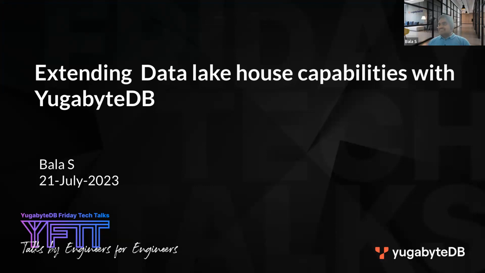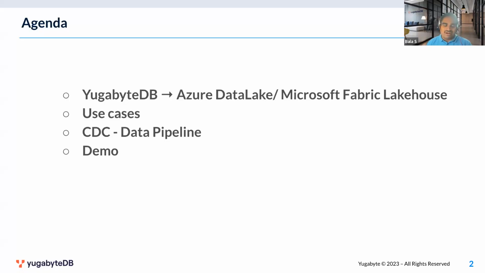As I said, the topic is going to cover more of the data lakehouse capabilities with YugabyteDB. As most of you know, YugabyteDB has its own change data capture connector, which is really useful to build a lot of change data capture applications and even to get the real-time data out of YugabyteDB. Knowing that, we also thought of showing how it is going to be consumed at Azure Data Lake or Microsoft Fabric Lakehouse. So I'm just going to cover those use cases and topics, and then go straight to some of the demos.